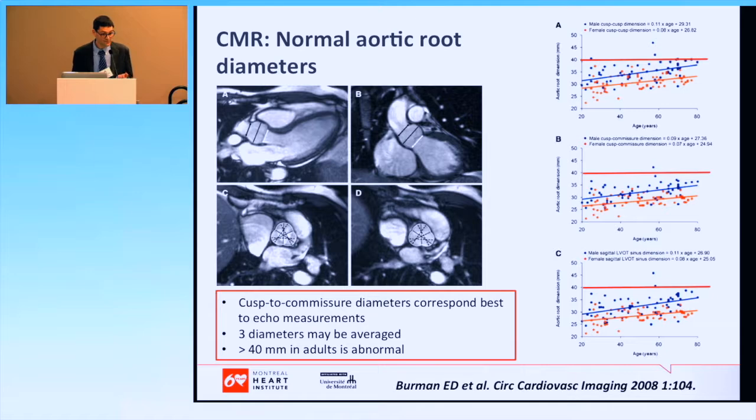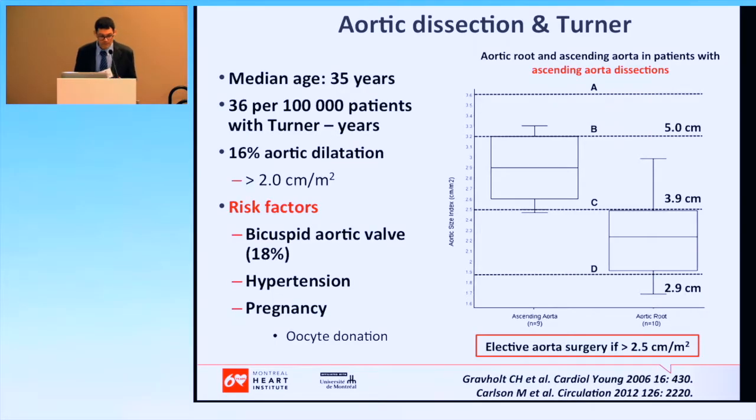The key example of the importance to adapt aortic measurement to body size is actually Turner syndrome. I don't need to tell this audience what Turner syndrome is, but I will remind you that 16% of them have aortic dilatation. That aortic dilatation is usually defined as larger than 2 centimeters per meter square, and these patients usually get their dissections at diameters that would be considered normal or near normal in a larger individual.